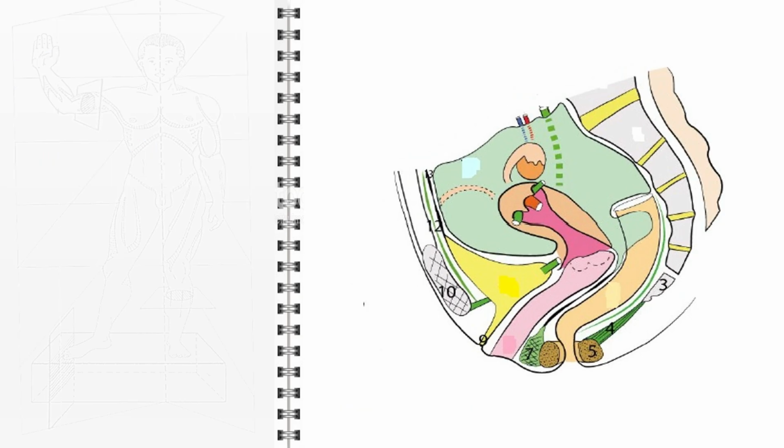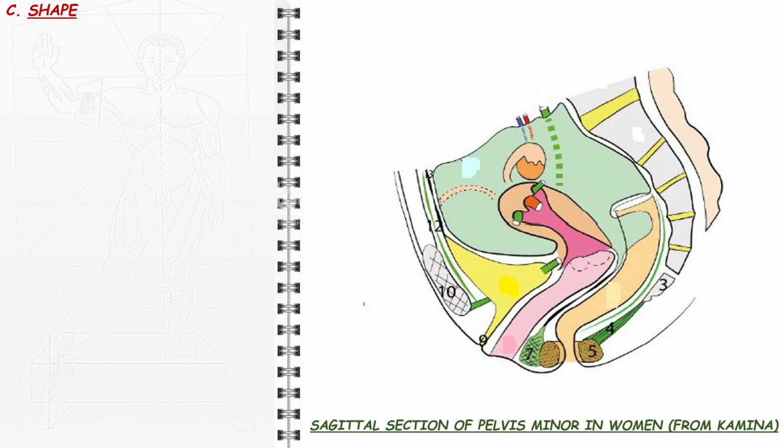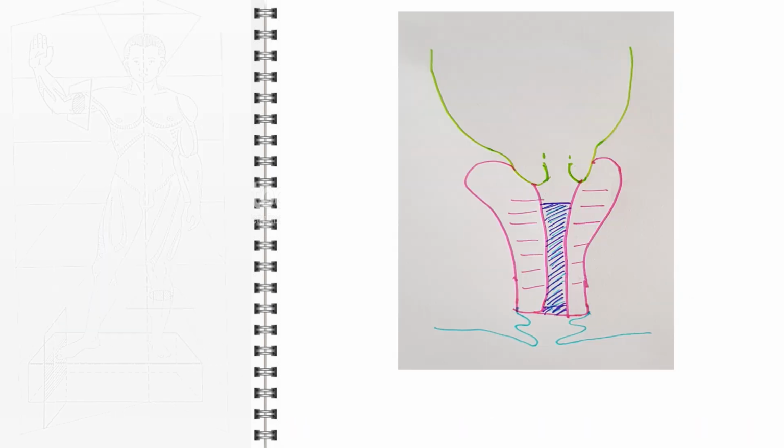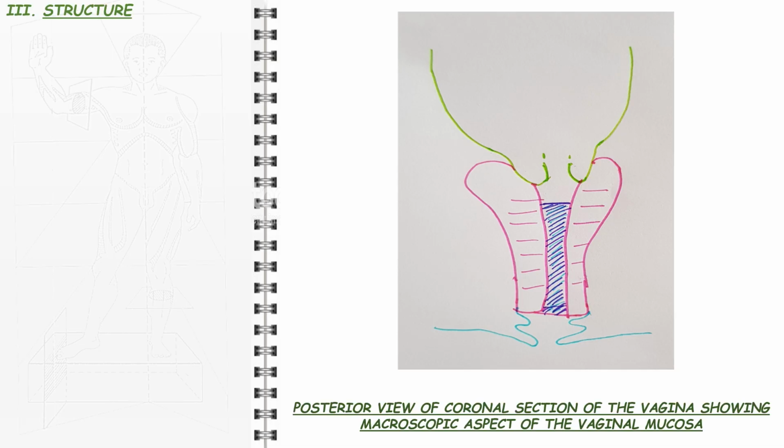In the state of emptiness, the vagina is flattened anteroposteriorly and has two faces, anterior and posterior, two lateral borders and two ends. The lower end constitutes the vestibule of the vagina, whose boundary is the labia minora, and the upper end is slightly expanded and receives the uterine cervix, which projects into it, forming round the margin of the cervix a circular groove, the vaginal fornix. As the vagina is flattened anteroposteriorly, its lumen is virtual, whereas the vaginal wall is a 4 layers wall.